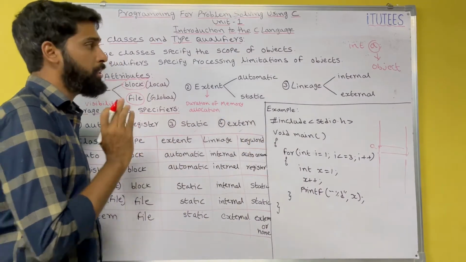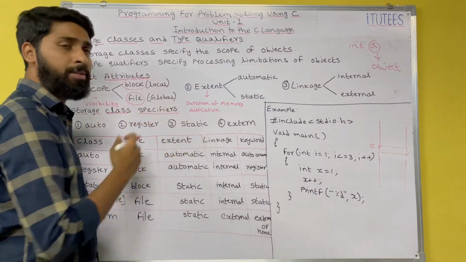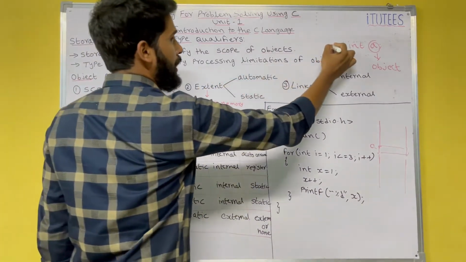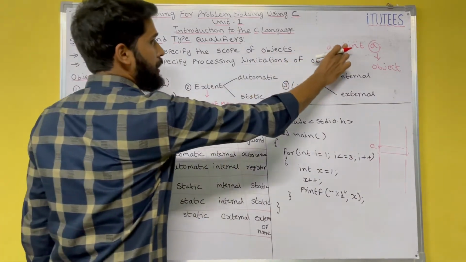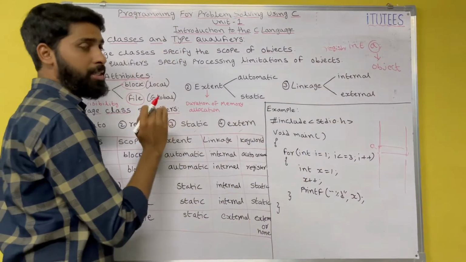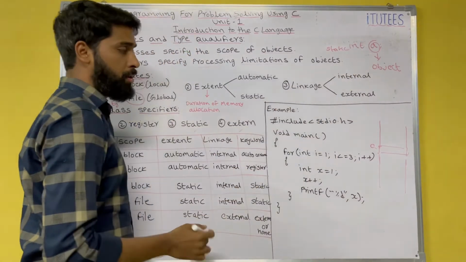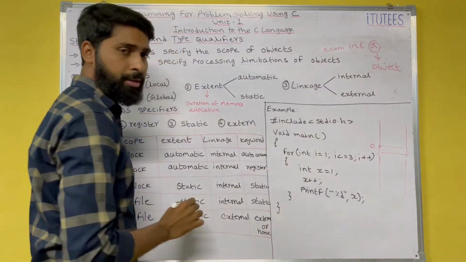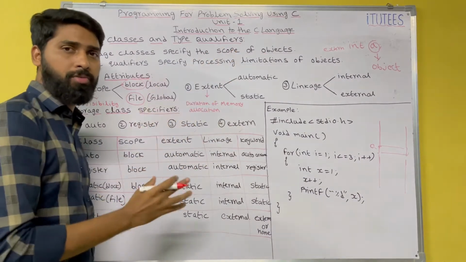Storage classes are nothing but this: the int a object can be declared with any one of these storage classes. How? If it is auto, then I can declare it like this: auto int a. If it is register, then I can write register int a. If it is static, then I can declare static int a. If it is extern, then I can declare extern int a. Based on the storage class, the characteristics of the object will change.